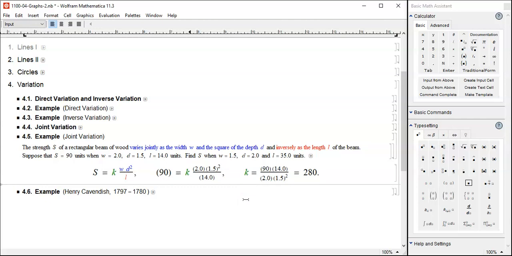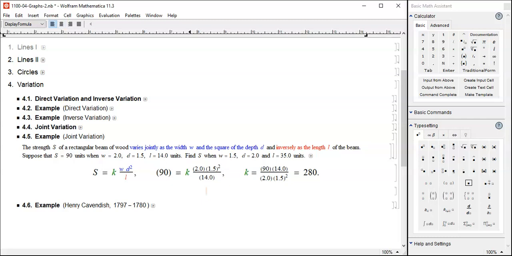Okay, all right. We have step 1 and step 2. Step 1, we have the variation equation. Correct equation, but this is incomplete because we don't know what the k value is. So let's find out. Plug in all those numbers and set up an equation of k and solve it, and then we have this k value. That's step 2. All right. Let's plug this k value back into the original equation so that we can have the completed version of the equation. So S is equal to 280 times W times D squared over L.